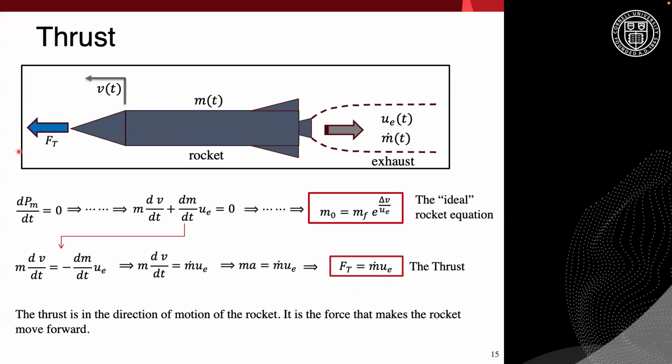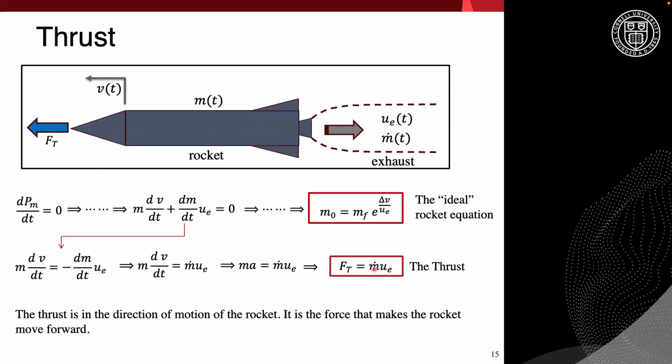The thrust is always in the direction of motion of the rocket, and it is the force that makes the rocket move forward. So we have the gas that is expelled in this direction, and this creates a thrust in the other direction. And the expression of the thrust is equal to the mass flow rate times ue.